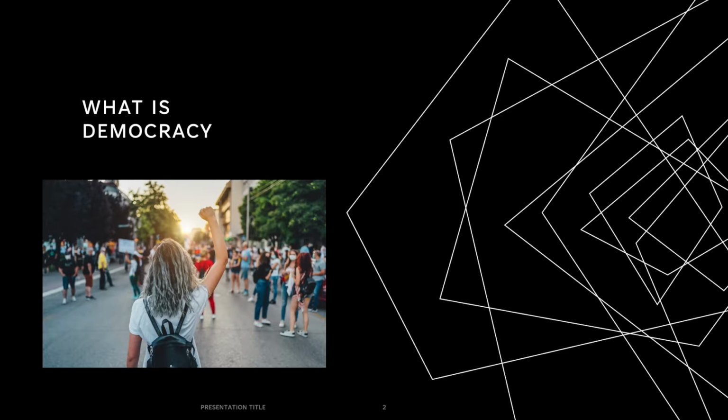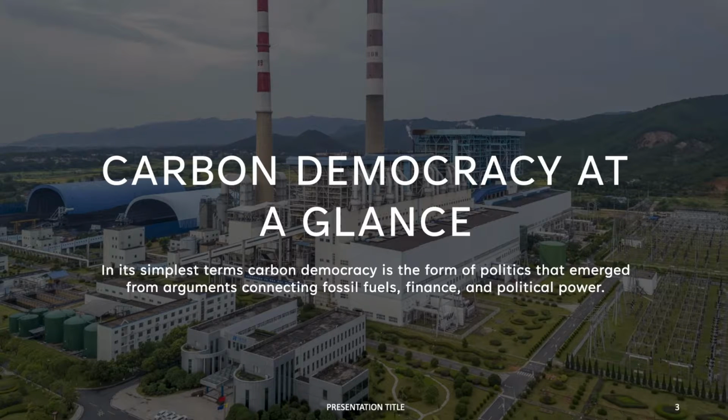Carbon democracy, what is it? In its simplest terms, carbon democracy is the form of politics that emerged from arguments connecting fossil fuels, finance, and political power. Society found ways to utilize fossil fuels to improve efficiency and quality of life. Two fossil fuels, coal and oil, affected democracy by creating mass democracy and exposing its limits.